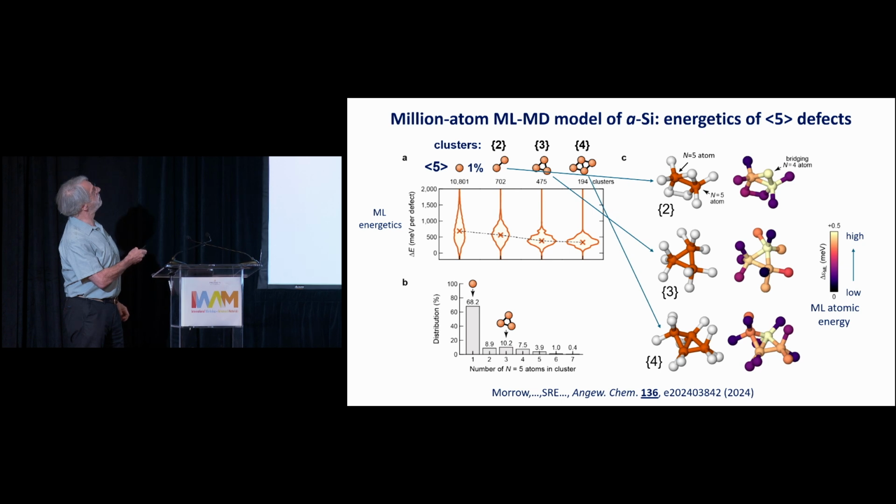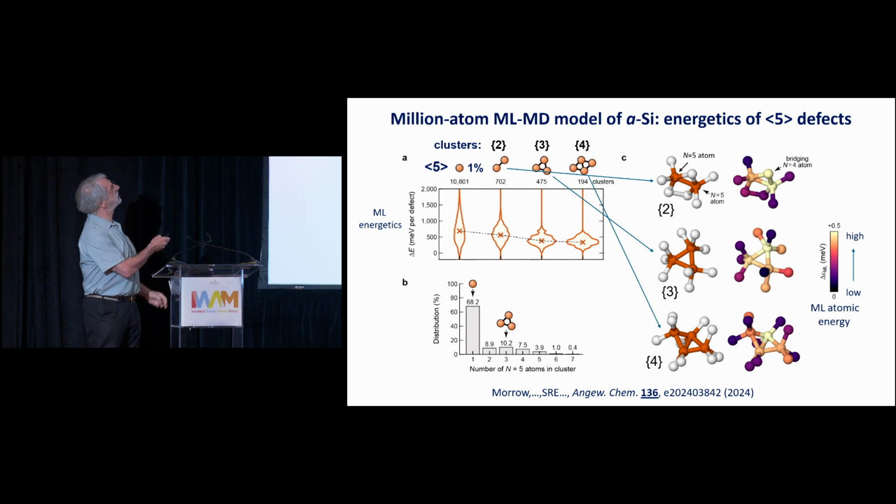So if you've only got 1% and you've got a DFT model of 500 atoms, you've only got possibly 4 or 5 of these defects there. In a very small model, you can't get any statistics. Here we've got 10,000 to look at, but we found that most of them are separate, but quite a lot of them cluster.